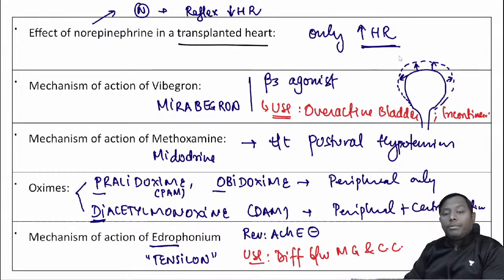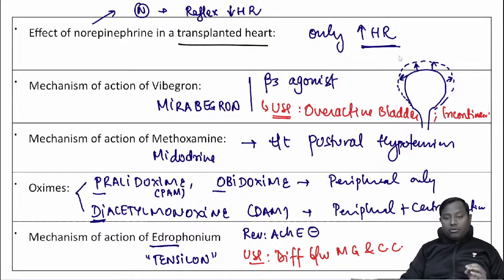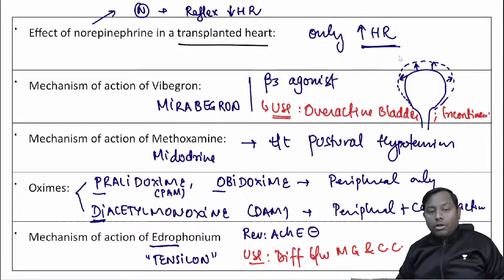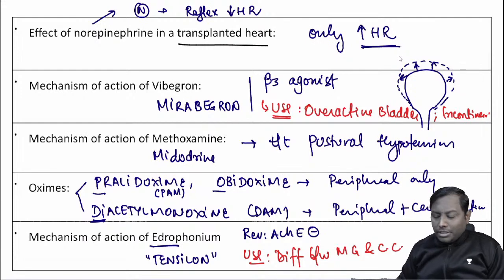So which of the following drugs will be utilized to differentiate between myasthenia gravis and cholinergic crisis? Or which of the following drugs is used in the Tensilon test? Again, the answer for all of them will be edrophonium. It's a reversible acetylcholinesterase inhibitor. They are shorter acting agents. We definitely can use it in this scenario.